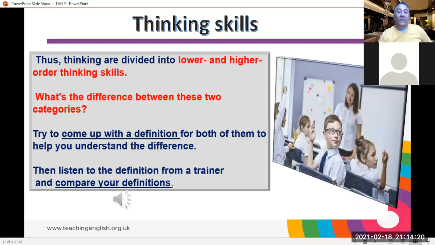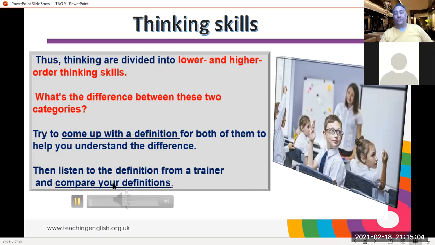And here is the thinking skills definition. Thinking skills are divided into lower and higher order thinking skills, as we saw in Bloom's taxonomy, that we have lower levels and higher levels for thinking skills. What's the difference between these two categories? Try to come up with a definition for both of them to help you understand the difference. Then listen to the definition from a trainer and compare your definitions.